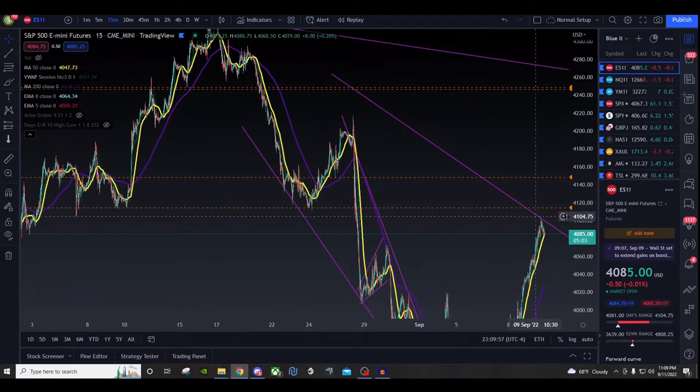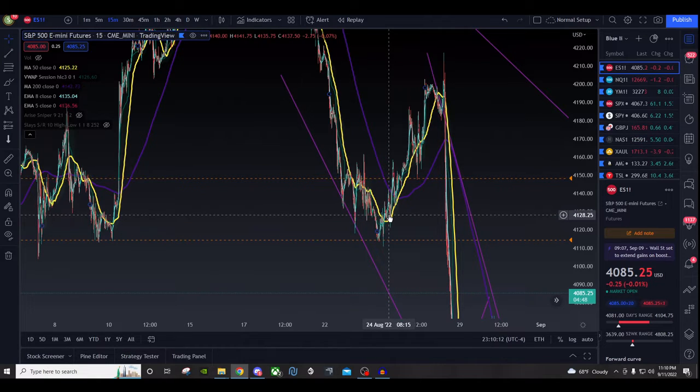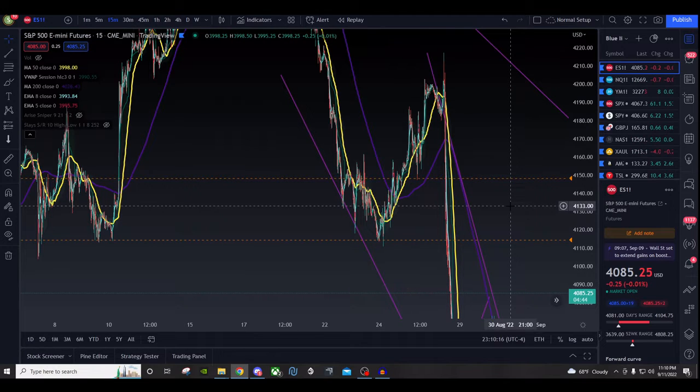And the reason I took this play right here is because it's at the 4110 level. I think I actually got in at like 4112, and it came down to like 4108, 4110. Okay. And I caught a little bounce up. I caught it back up to the yellow, which should be my 50 EMA.